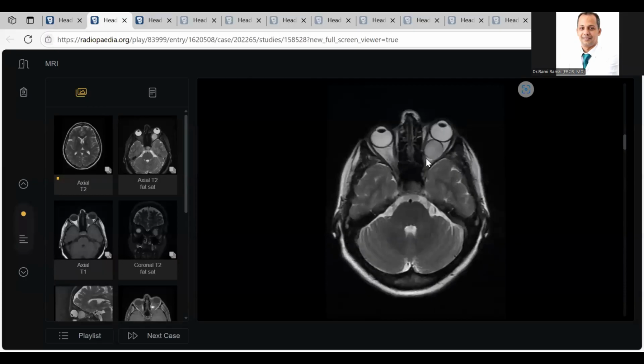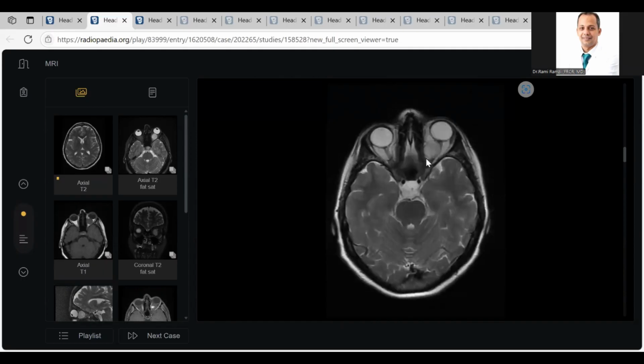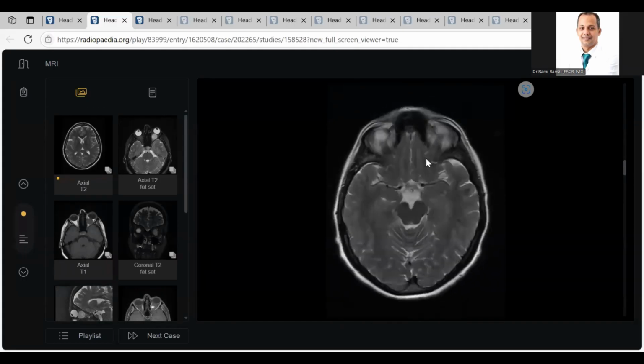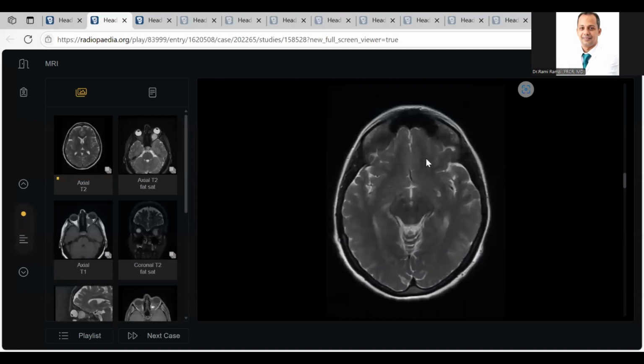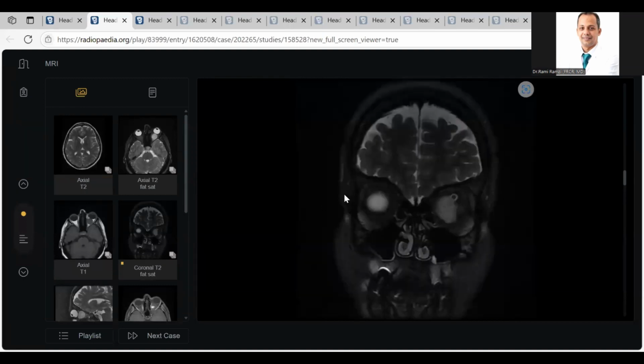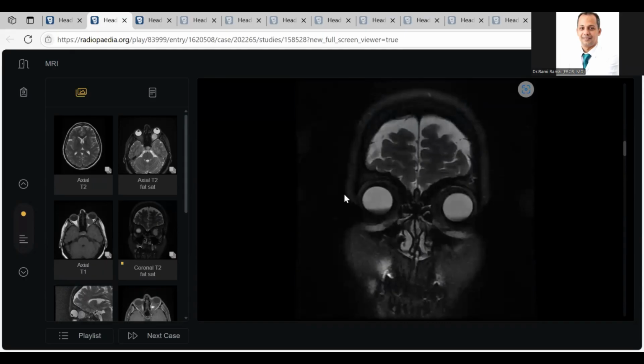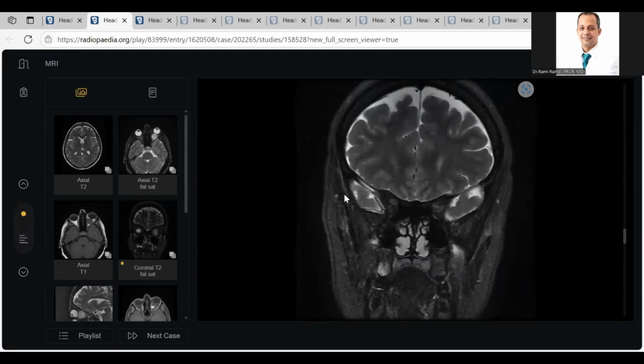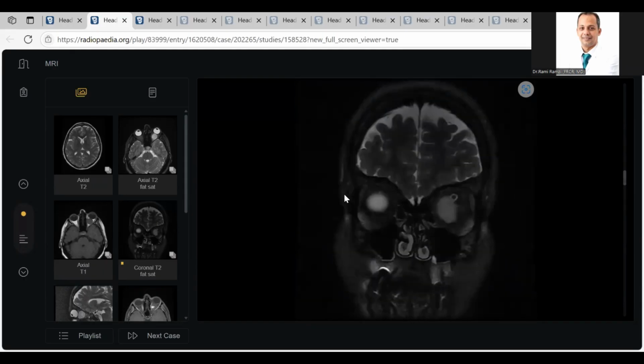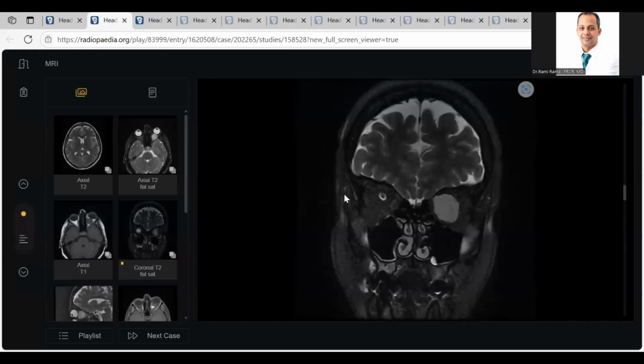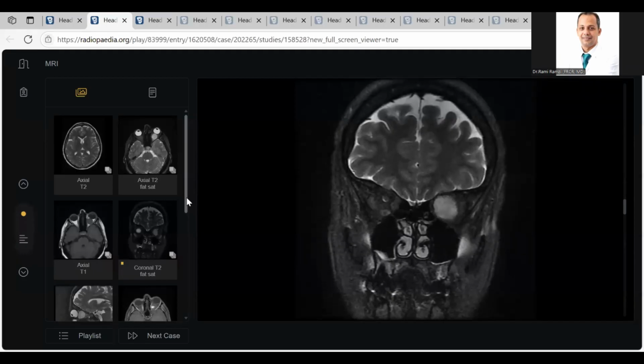Sir, there is an axial T2 image in which I can see a well-defined, most probably cystic lesion in the intraconal extraorbital region that is just abutting the optic nerve. I can see the donut sign of the optic nerve as well in the coronal. It is a high signal on the T2, so most probably it's a cystic lesion.